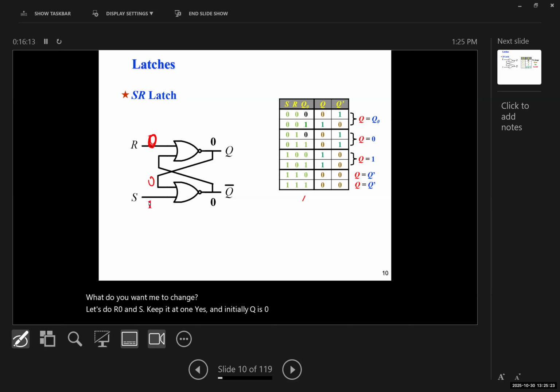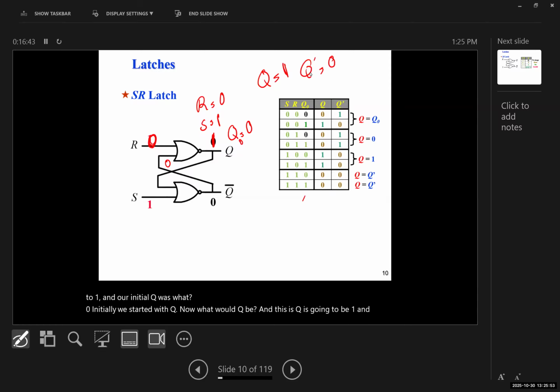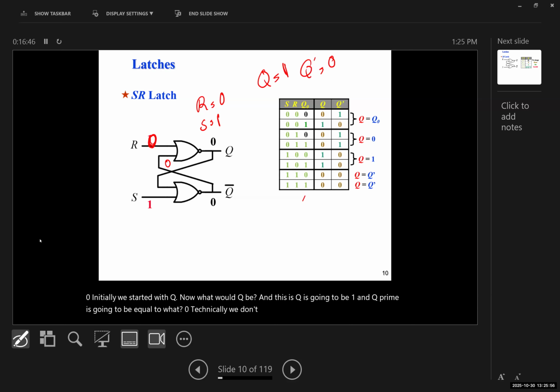So 0 and 1 is what? 0. And then 0 and 0 is equal to what? 1. And now 1 and 1 is equal to what? 0. And then 0 is connected to 0 is 1. Now it's stable, okay? So if R is equal to 0, S is equal to 1, and our initial Q was what? 0. Initially we started with Q. Now what would Q be? And this is Q. It's going to be 1, and Q prime is going to be equal to what? 0. Technically, we don't even care what Q is. Now it's set, and when it's set, Q would be equal to what? 1.